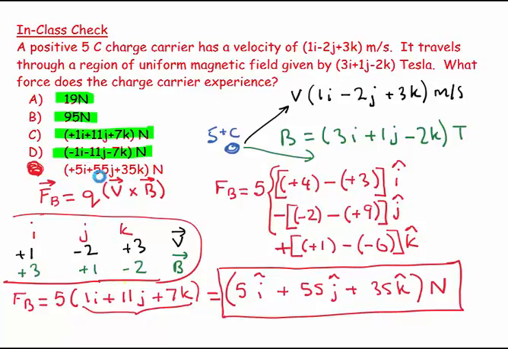And then we got people who managed to do it all right. They did the cross product, they did it in the right order, and they remembered to multiply by the charge. So those are just some of the common mistakes that I see on this.